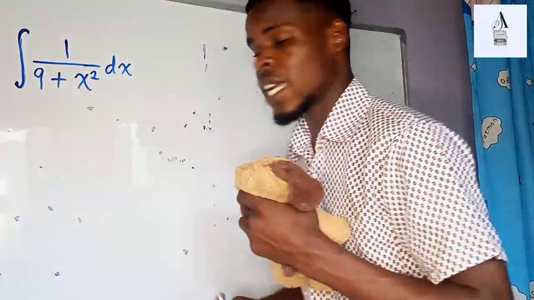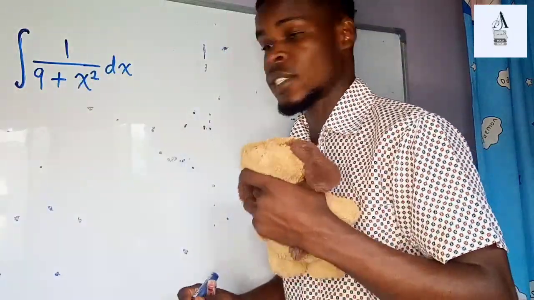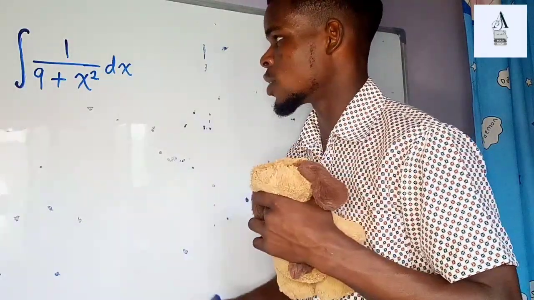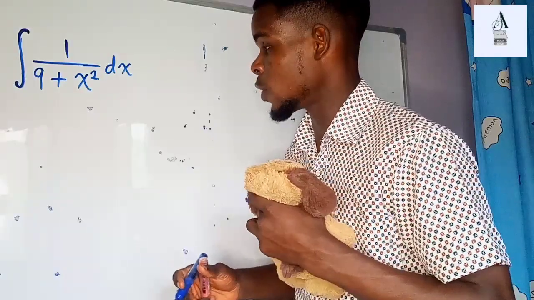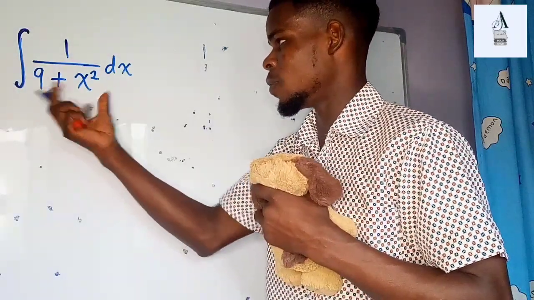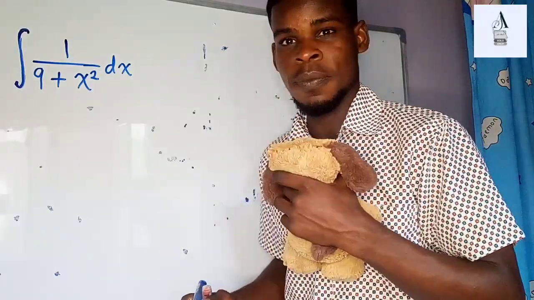Okay, now let's just find the antiderivative of these functions. We have the function 1 over 9 plus x squared, with respect to the x variable. Okay, great. Now look at this. The function is just a rational function, and it looks as if we can resolve this to its partial fraction since it has a quadratic term at the bottom.